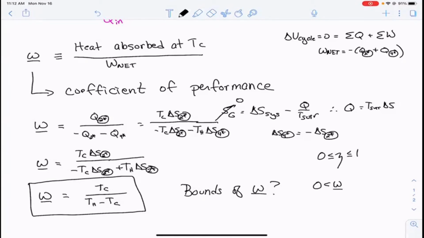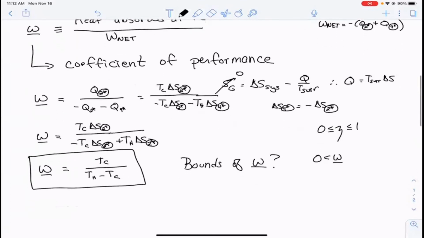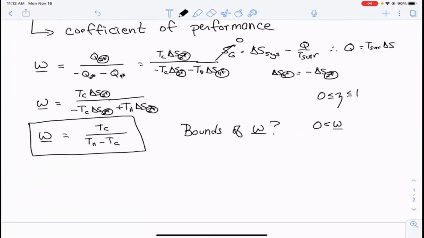And so another consequence to this, though, is that if the coefficient of performance is the heat that you removed over the work in, that also means that the amount of heat that you can absorb is greater than the amount of work that you have to do, generally. If you have a very bad system, this doesn't have to be true.